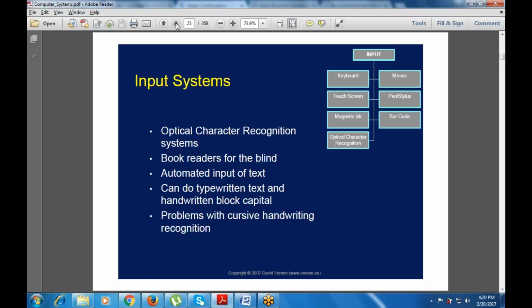Then the optical character recognition system, that is used to put the readers for the blind, and that is used for automatic input of text and can handle typewritten text and handwritten block text. Whatever the handwritten block text, whatever the input system, the optical character recognition system is available for the automatic input of the text. And the problems with cursive handwriting recognition, that is also used as an input system, that is also one of the categories of the input system.